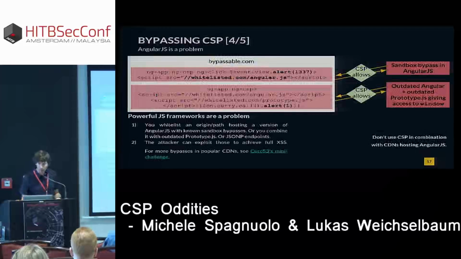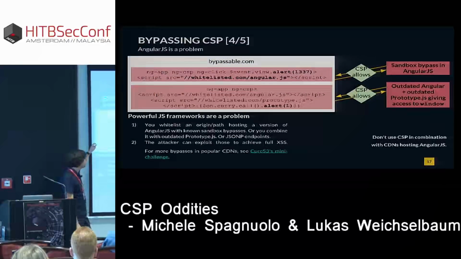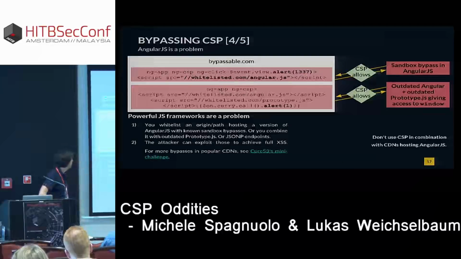This is for Angular, explained again. So again, the CSP allows whitelisted.com. It just says, oh yeah, whitelisted.com is allowed, so you can load Angular. And then, since this is just a script tag that sources something from an allowed domain, it's also allowed to execute, right? And this is the example with AngularJS combined with Prototype.js. So you first load the Angular library, and then on top of that you load Prototype, and then you could do something like on curry call alert1. The on curry call will give you a window object, and then yeah, you can do everything again, right?